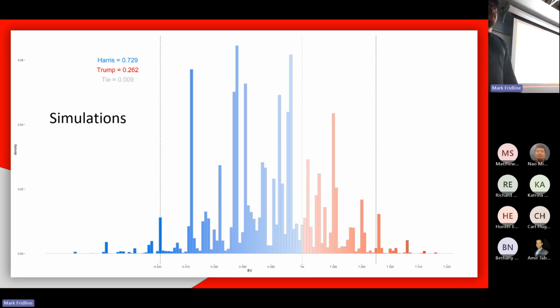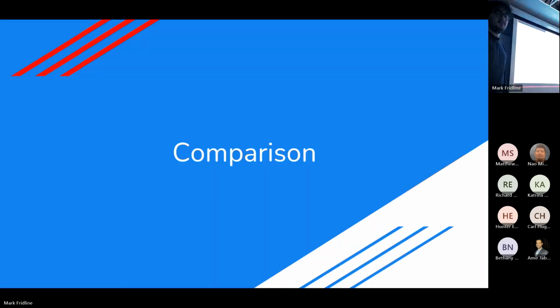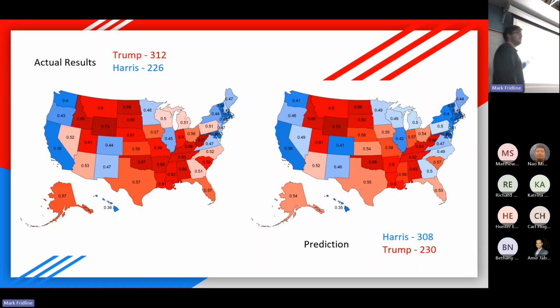Okay, so obviously this did not happen. Here is a comparison. So on the left, we have the actual results of the election, and on the right side, we have my model prediction. Trump winning with 312 in the actual, with Harris winning at 308 in my model.